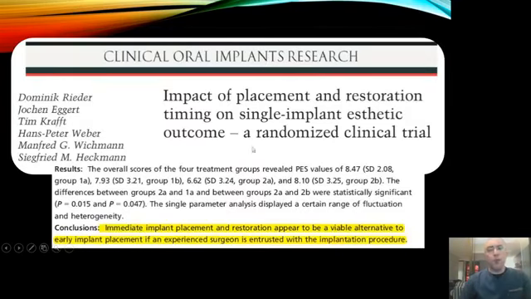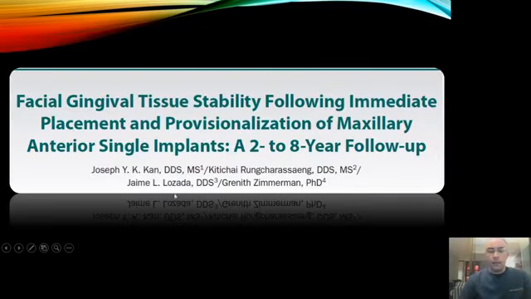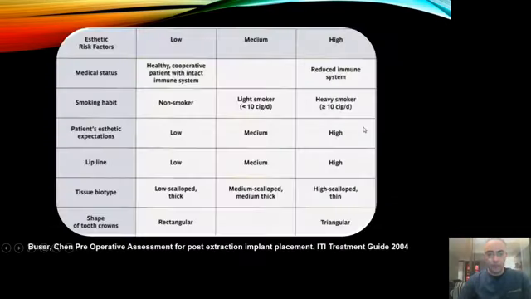So in the literature, since the 1990s, we already have enough papers, like Reader, describing that immediate implant and immediate restoration appear to be a viable alternative to early implant placement, if an experienced surgeon is entrusted with the implantation procedure. Cooper and a group from Loma Linda University also showed that it's highly predictable to have an immediate implant with immediate provisionalization in the anterior teeth, and they showed a lot of successful long-term studies for this.